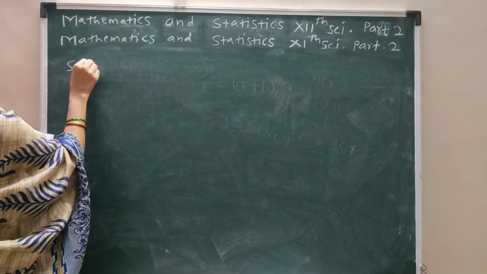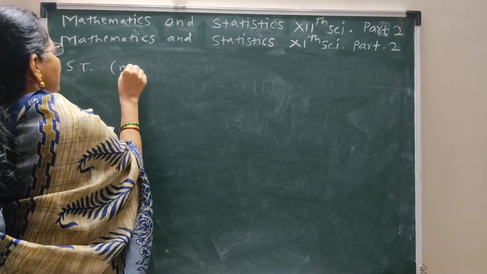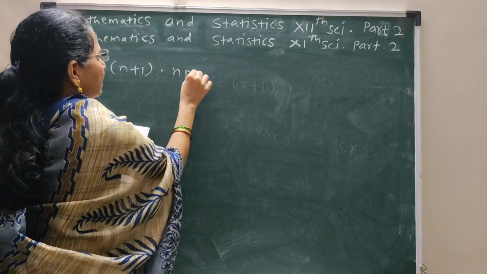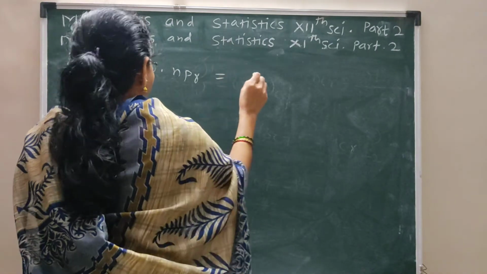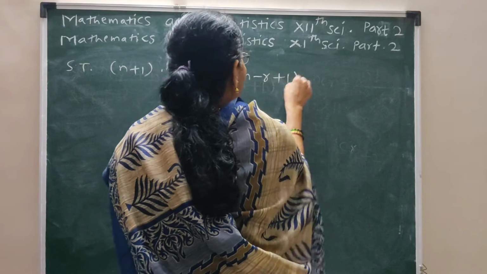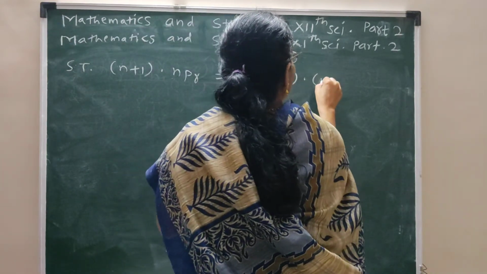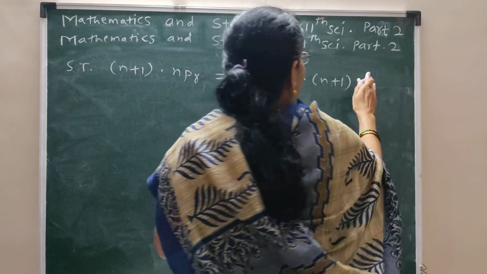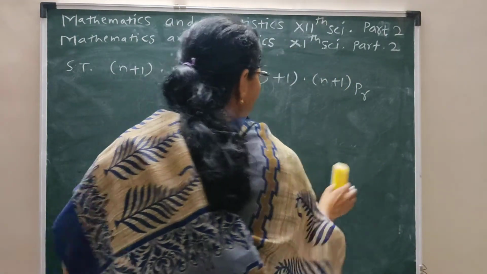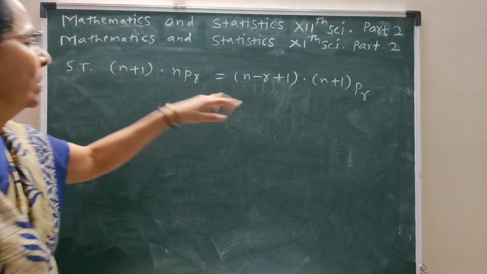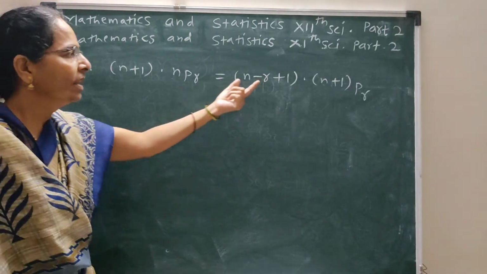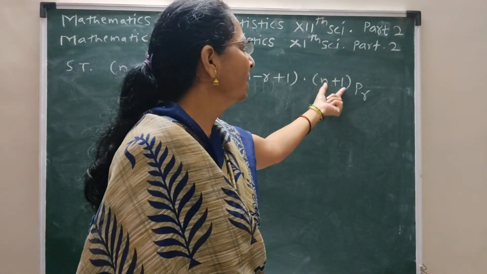Show that n plus 1 nPr is equal to n minus r plus 1 times n plus 1 Pr. This is the question. Write separate terms: this into this nPr, this term into this something nPr.